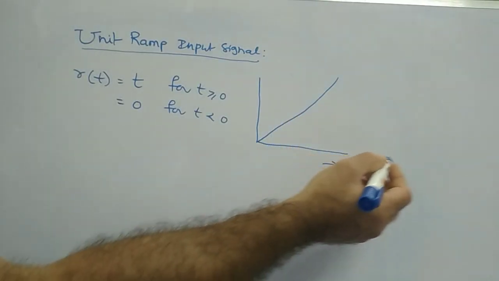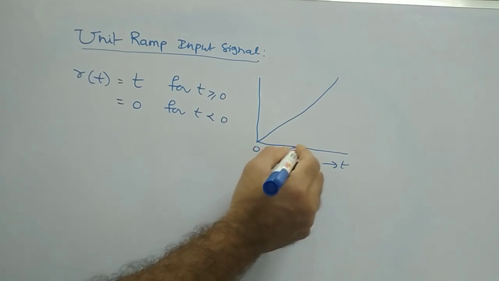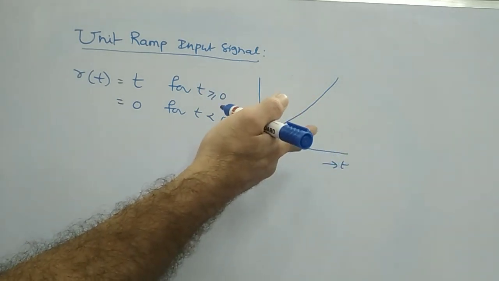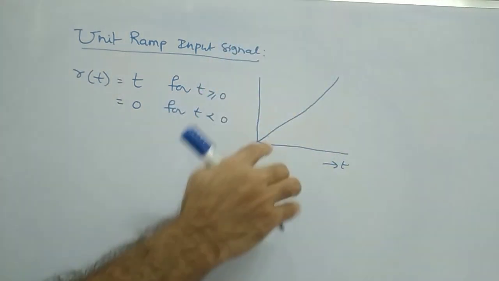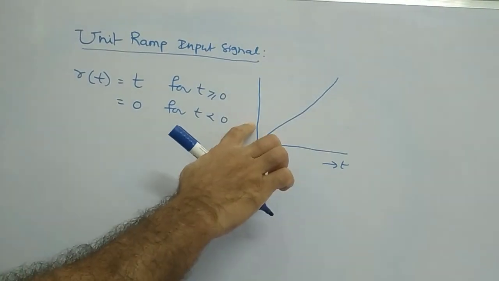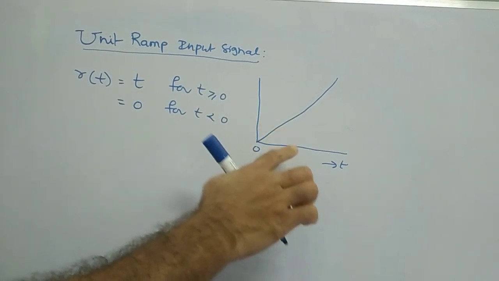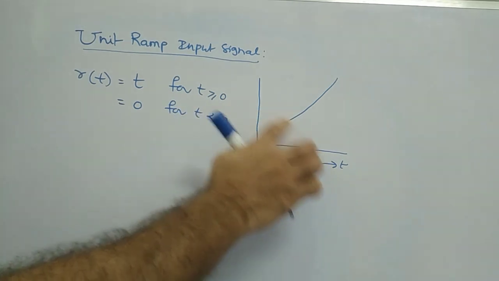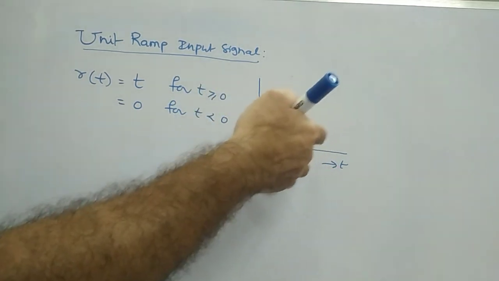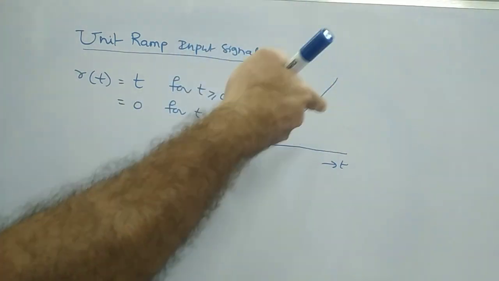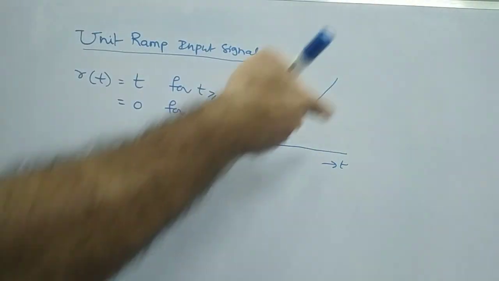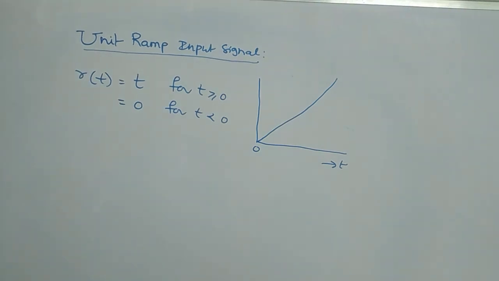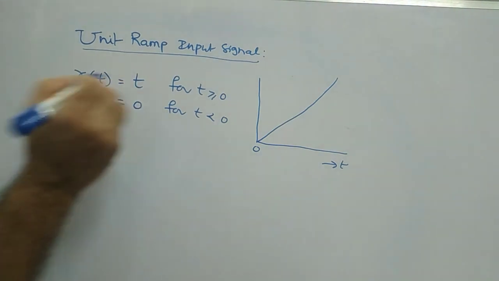As the time increases, 1, 2, 3, 4 like that, correspondingly the amplitude also increases. If time is 1 second, the amplitude is one unit. If the time is 2 seconds, the amplitude will be 2 units, then 3, 3, and 4, 4. If you join all these corresponding points, it becomes a slope. It is nothing but a ramp. So ramp signal, that is the definition.